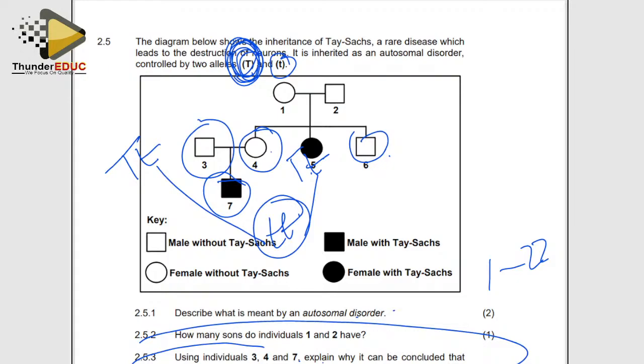Will we get a mark if we say individual 3 and 4 are carriers? Okay, let me check. Will you get a mark if they say individual 3 and 4 are carriers? You might, but it's better to say they are heterozygous. Yeah, it's better to say heterozygous.